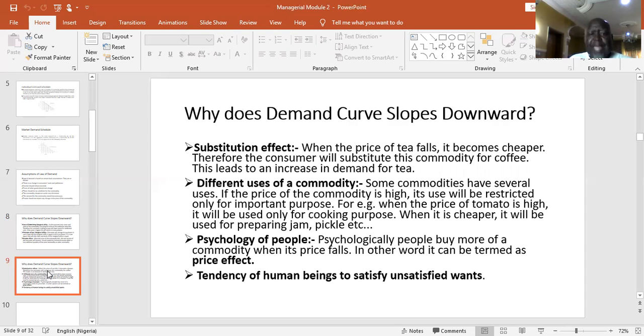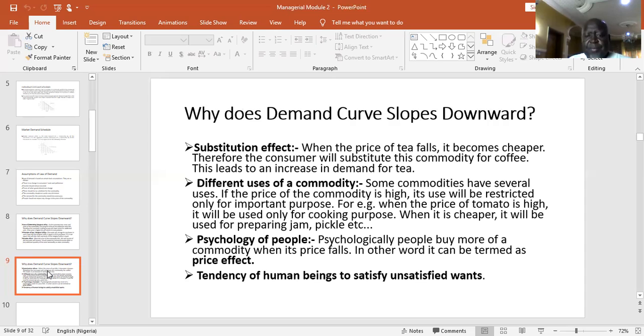And then different uses of a commodity. Some commodities have several uses. If the price of the commodity is high, its use will be restricted only for important purposes. If the price of tomato is high, it will be used only for cooking purposes. When it is cheaper, it will be used for preparing jam, pickle, and things like that. As long as a commodity has several uses, its consumption is determined by its price. You consume it only on necessities if the price is high, but you can use it for anything if the price is low.